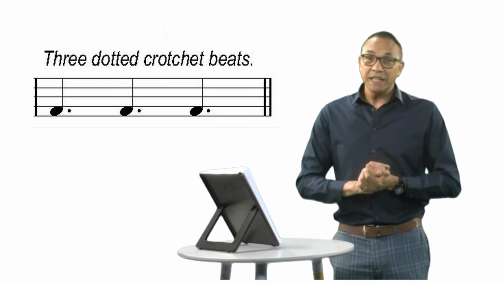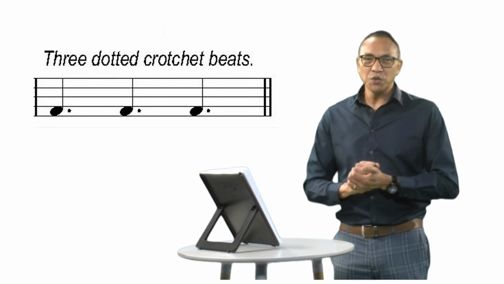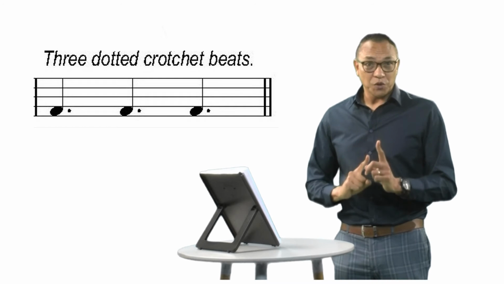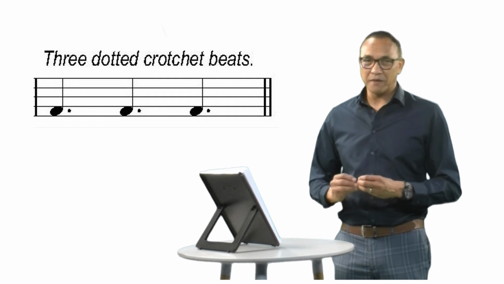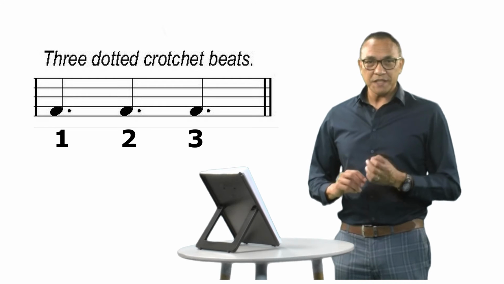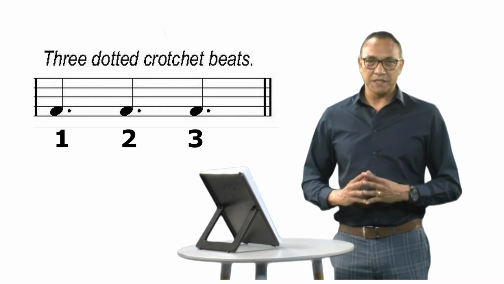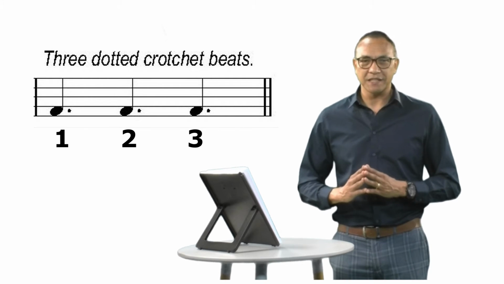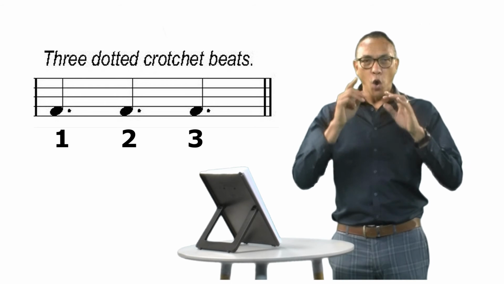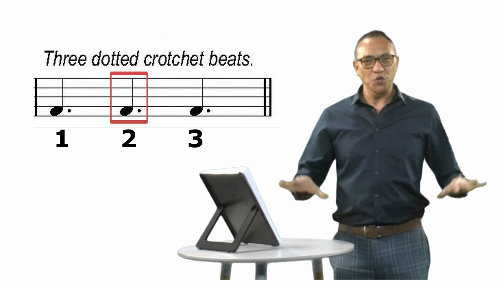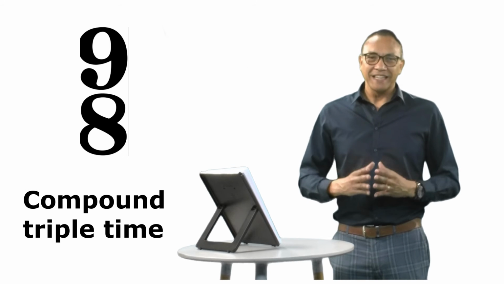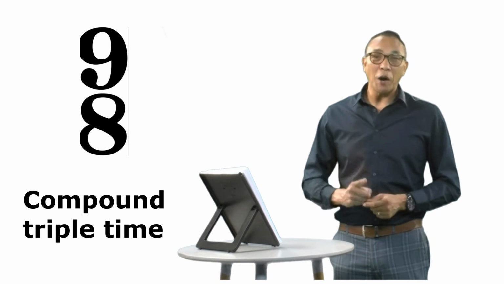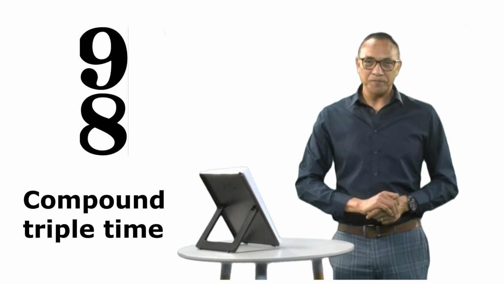Wonderful. Here in the last bar, you see the dotted tars, and actually 3 of them. Right? First, second, and third beats. Let's conduct it. And 1, 2, 3. See that? 9/8 time is compound triple time.